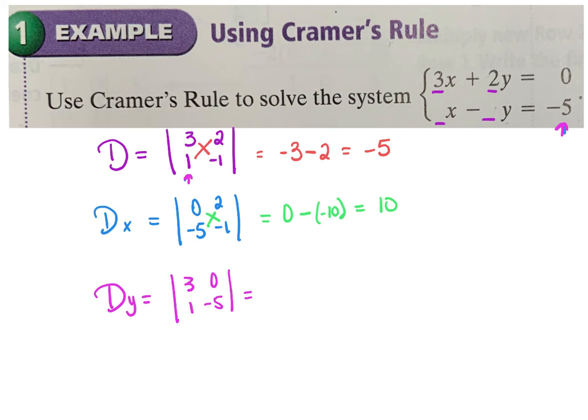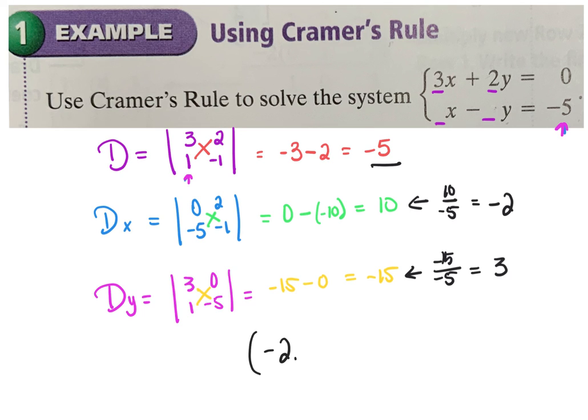And I'm going to do that determinant. So I'm going to say 3 times negative 5 minus 1 times 0. 3 easy determinants, right? To find my x, y, I'm just going to take those determinants and put them over my coefficient one. So I'm going to take this 10 divided by that negative 5. That gives me negative 2. I'm going to take this negative 15 and divide it by that negative 5. That's going to give me 3. My answer is negative 2, 3.